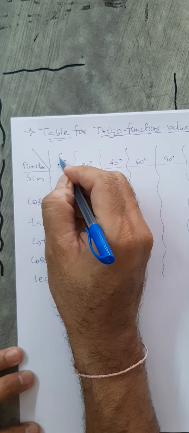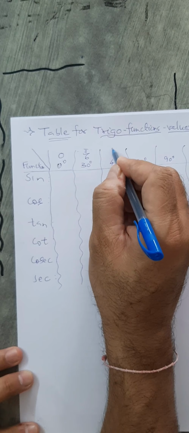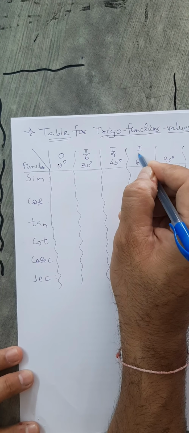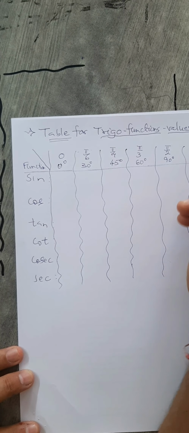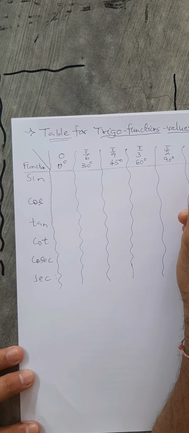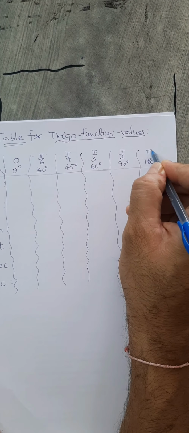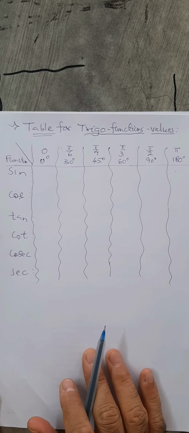0 degree same as 0 radian. 30 degree you know pi by 6 radian. This is pi by 4 radian. This is pi by 3 radian, and this is pi by 2 radian. If you want you can write 180 degree also, which is pi radian. So we have these values here.